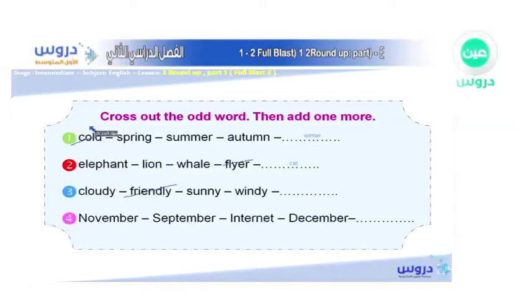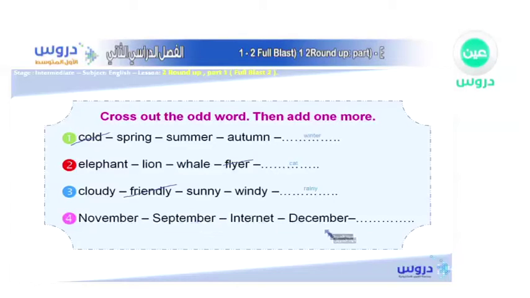What do we have to add? What can we add? Let's add this one that we have mentioned, or we can also say rainy. Wonderful, excellent. So we can say rainy, that's right. This is the word, rainy. Wonderful, because it's related to the weather. Absolutely amazing. Then we have November, September, Internet, December.